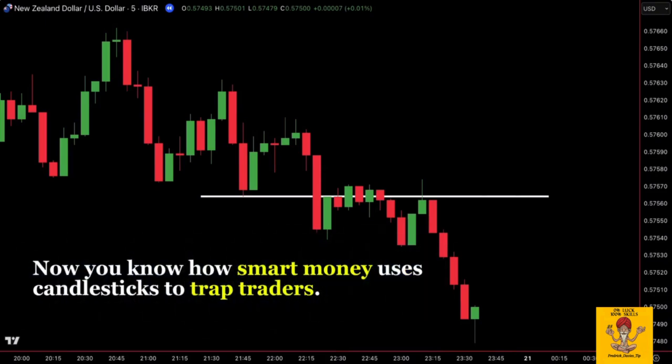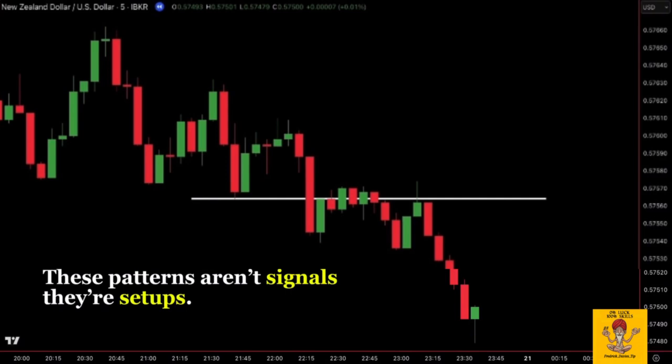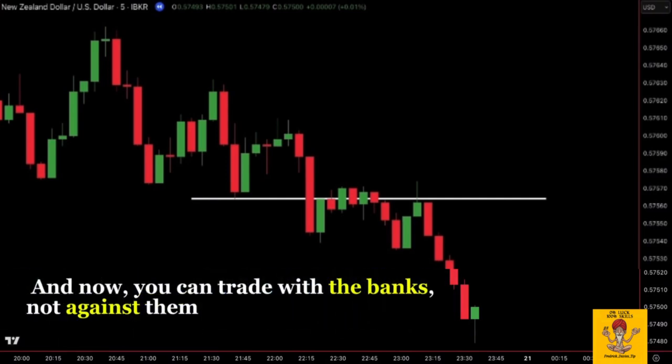Now you know how smart money uses candlesticks to trap traders. These patterns aren't signals, they're setups. And now you can trade with the banks, not against them.